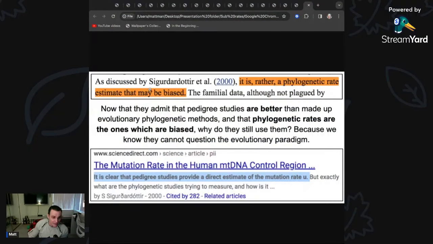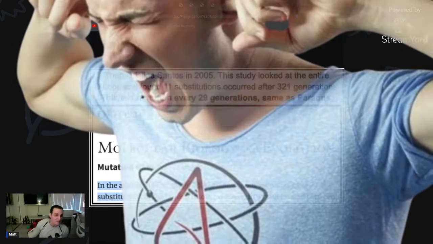So, as discussed by Sergrid, remember, in 2000, it is rather that a phylogenetic rate estimate may be biased. Interesting. Now he's saying their evolutionary rate is biased because it doesn't ever agree with what we see. Amazing, right? It is clear that the pedigree studies provide a more direct estimate of the mutation rate. Are they? Can I dare say they're actually onto something here? How about the next one?